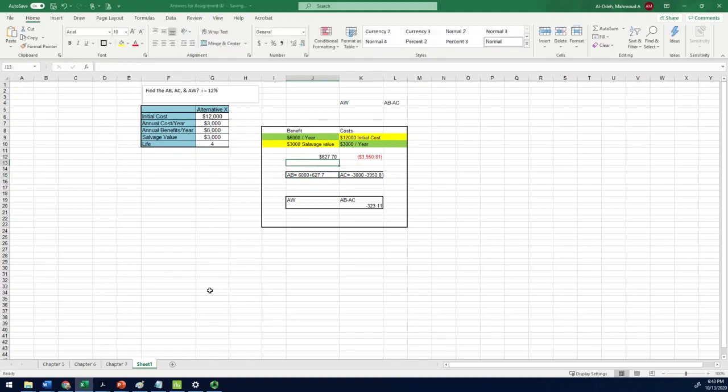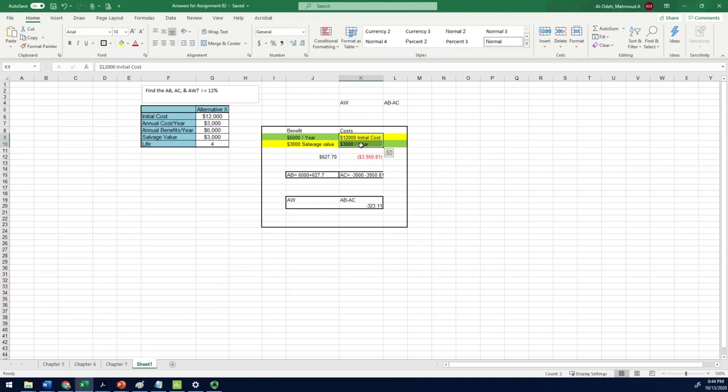Next, on the right side, you put the cost column, and you should include all the negative transactions. All the negative transactions should be listed in that column. As you see, the initial cost is one of the negative transactions. You have to pay for this alternative to get it. So this is a negative $12,000. As is the $3,000 annual cost per year.